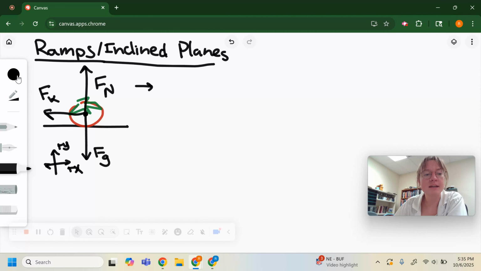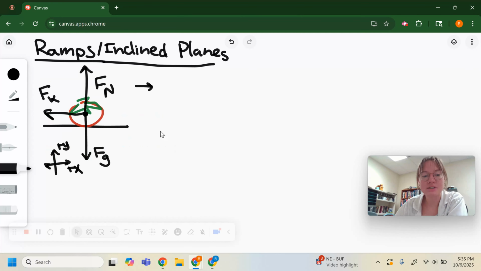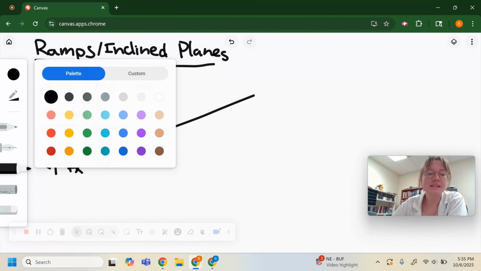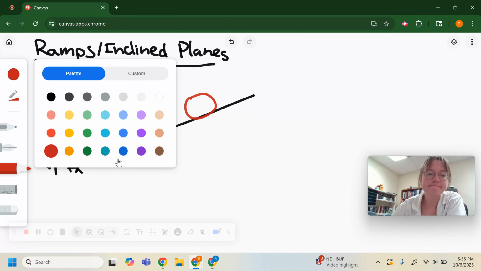That is a tomato on a flat ground. Let's draw a tomato on a slight slope. Here is a tomato on a slight slope. Can you draw a free body diagram of a tomato on a slight slope? I'm going to add some colors to my tomato.